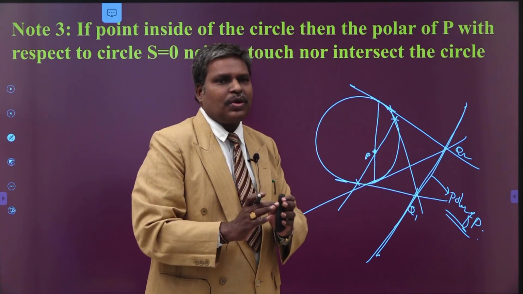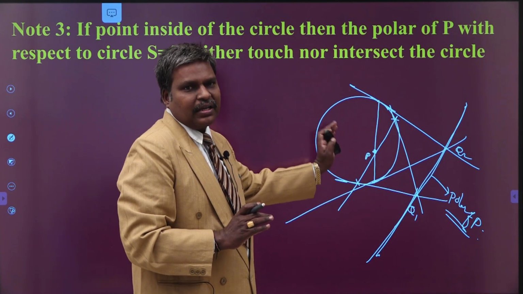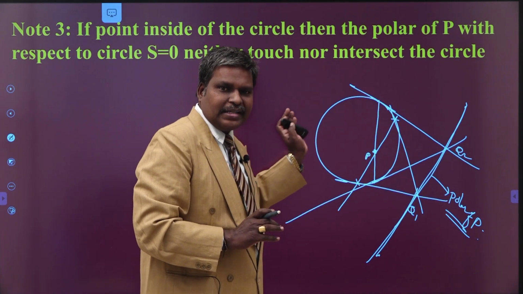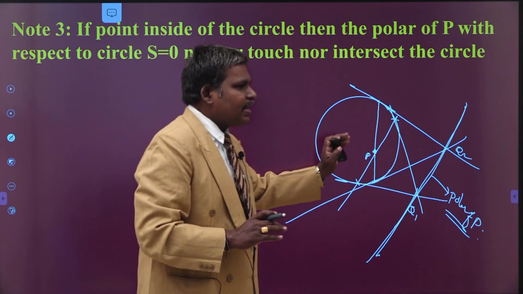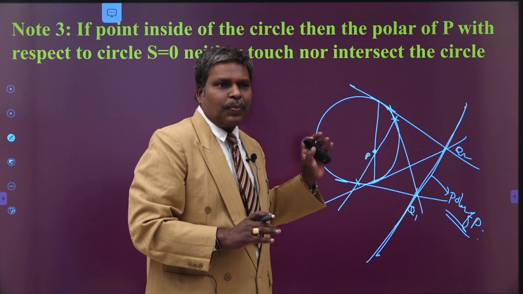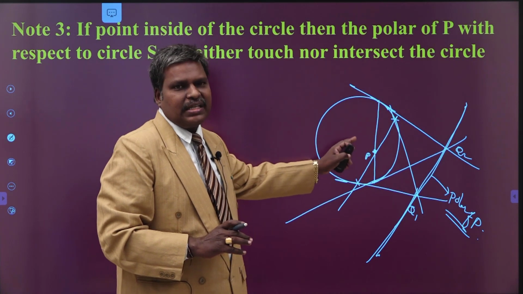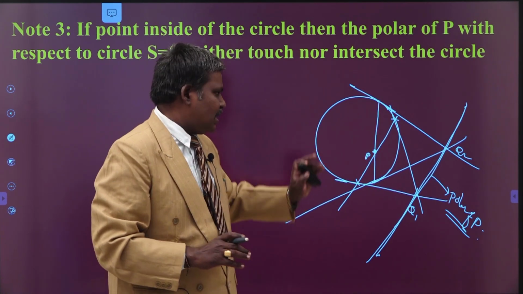Understand? Suppose your polar intersects the circle. That becomes the chord of contact. At that time, your pole is compulsorily outside the circle because the chord of contact is defined for external points. Suppose your polar touches the circle, then the point of contact must be the pole, but your point is where? It is inside of the circle. That is also a contradiction. So our line doesn't touch the circle.